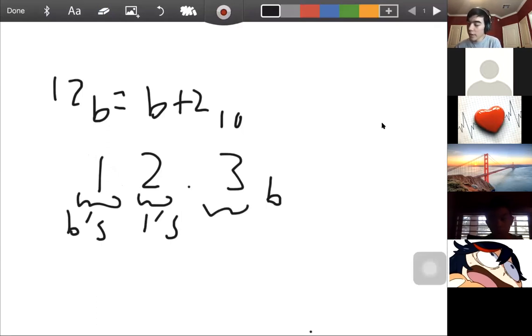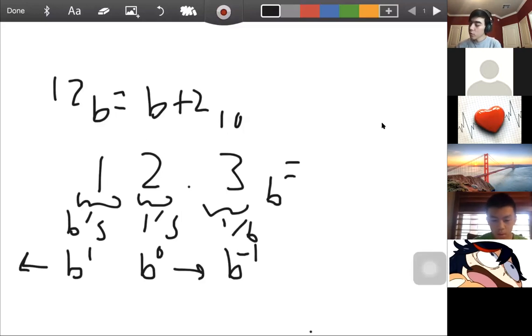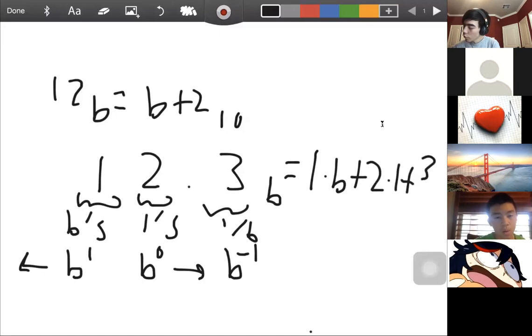So the pattern is exponential. This is 1, b to the 0, b is b to the 1. And as you go further to the left, you would increase the exponent that you raise b to. As you go to the right, you decrease the exponent that b goes to. So this is b to the negative 1, a 1 over b's place. So this is actually equal to 1 times b plus 2 times 1 plus 3 over b.